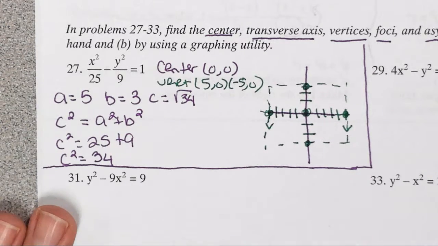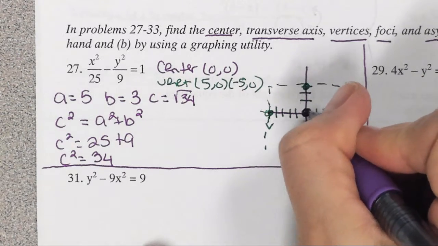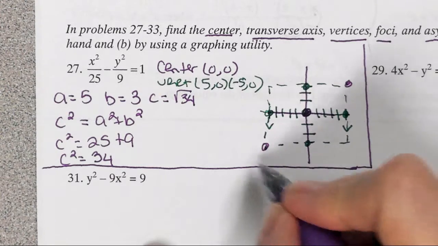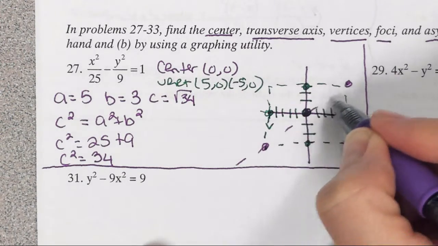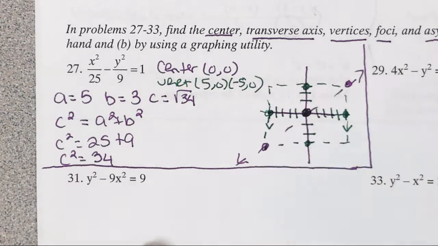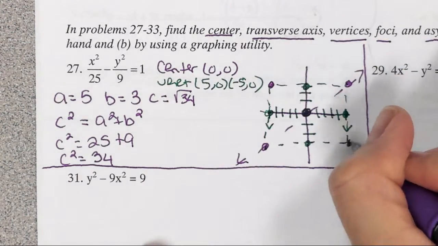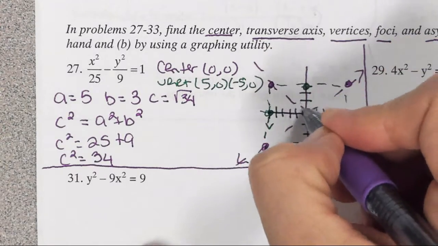You're using the box to graph your asymptote lines. When you graph these lines, they need to go through the center and the corners of your box. So my first line's right here. My second line is going to go the opposite direction.